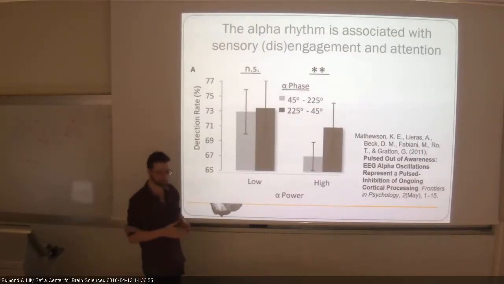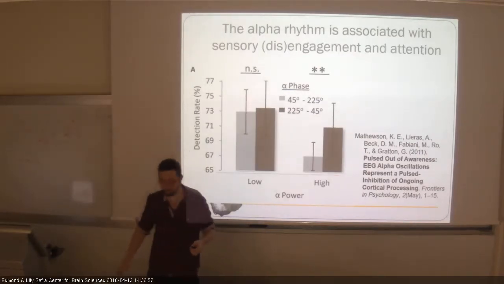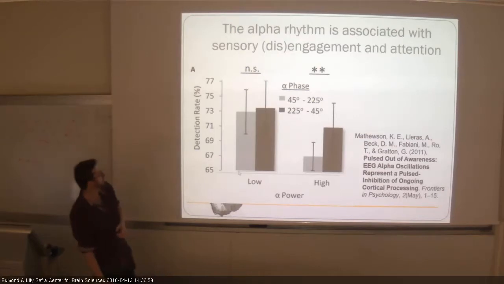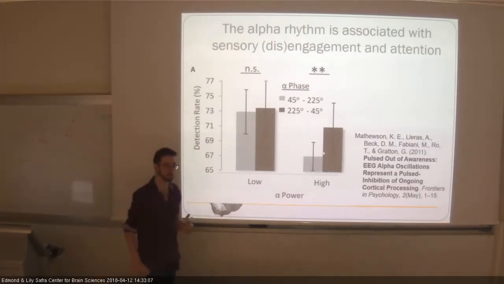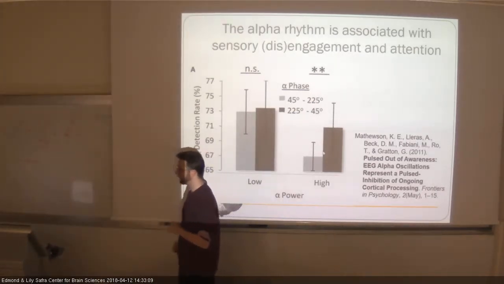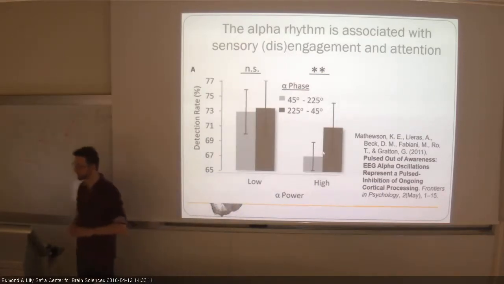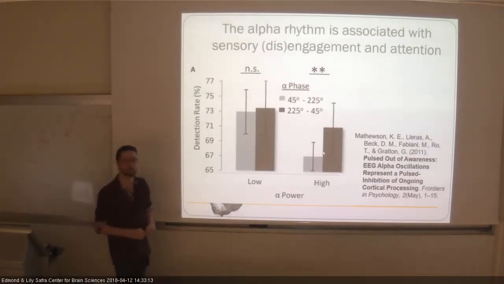So there's a difference, and you can see this in the study here. When your alpha power at the time of stimulus presentation is low, you have a higher detection rate than when it is high. What this study showed that was new is that this also depends on the phase.